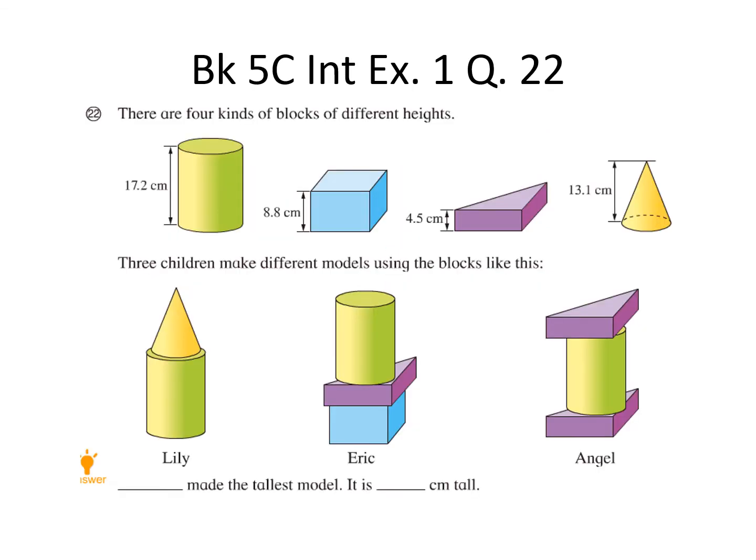Question 22. There are 4 kinds of blocks of different heights, and you're going to find the tallest model made from the blocks. So let's take Lily as a sample. It's made up of a cylinder, and its height is 17.2, and a cone 13.1. So you add up these two to find the total height, and compare which one is the tallest model. So you try it by yourself.